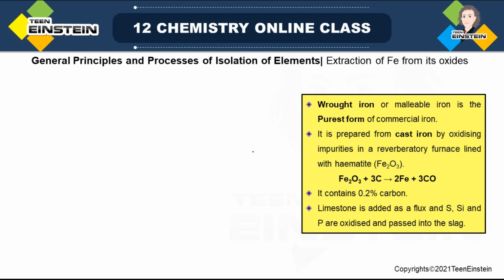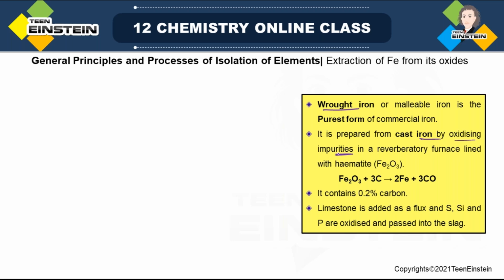Now after cast iron, there is another type of iron which is wrought iron. This wrought iron or malleable iron is actually the purest form of commercial iron that we see. So wrought iron is made from cast iron. How is it done? It is prepared from cast iron by oxidizing the impurities.